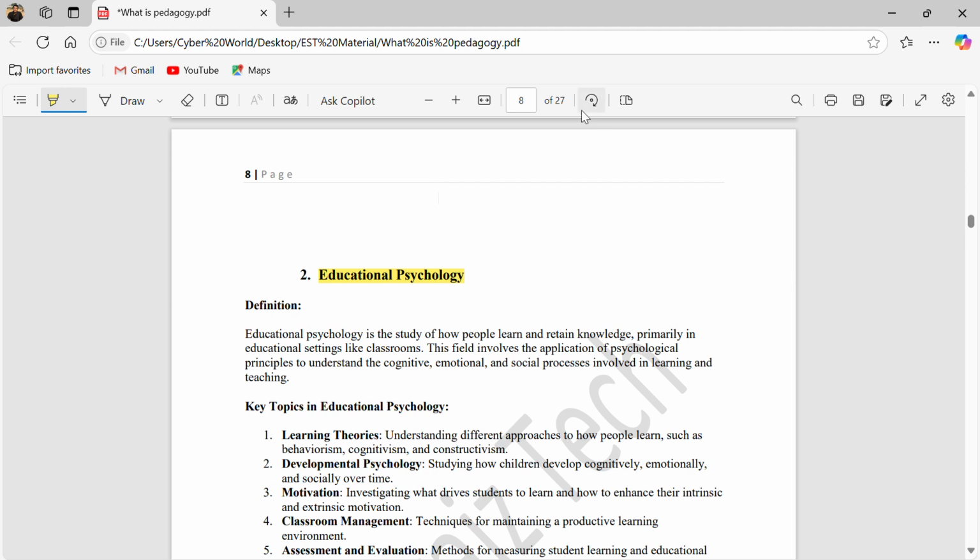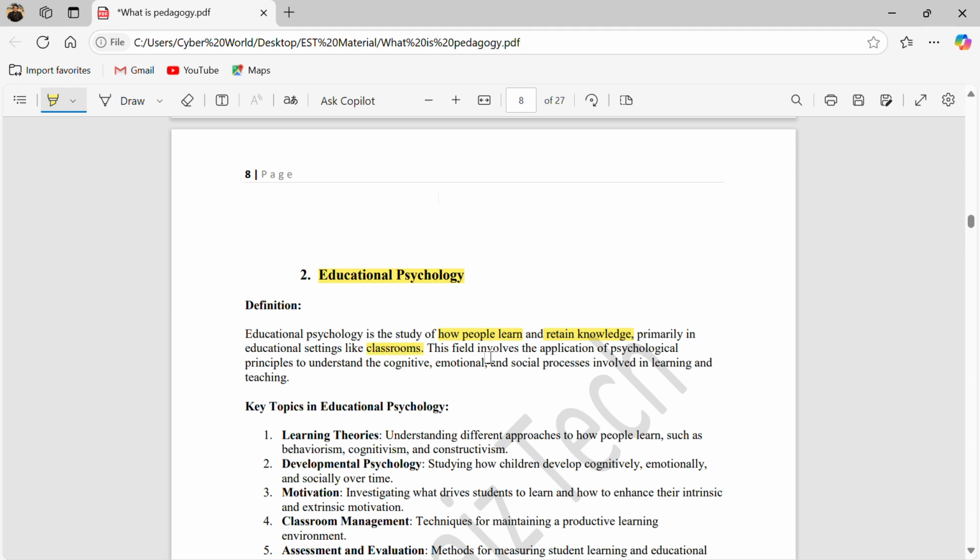Okay, so let's start with educational psychology in the pedagogy section. So what is basically educational psychology? Educational psychology is basically the study of how people learn. How people learn means how students, the young generation, learn and retain knowledge. How they gain knowledge, first of all how they learn, and how they retain knowledge. This is known as educational psychology, primarily in an education setting like a classroom.